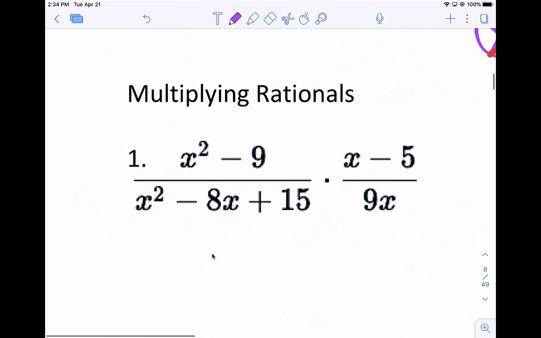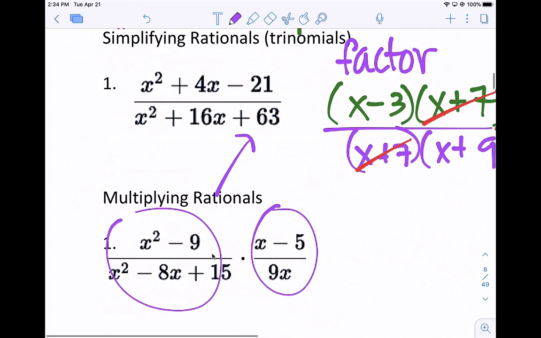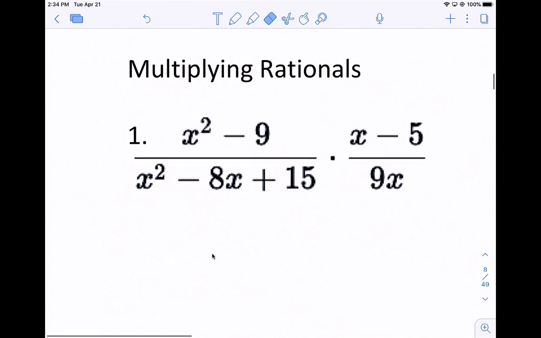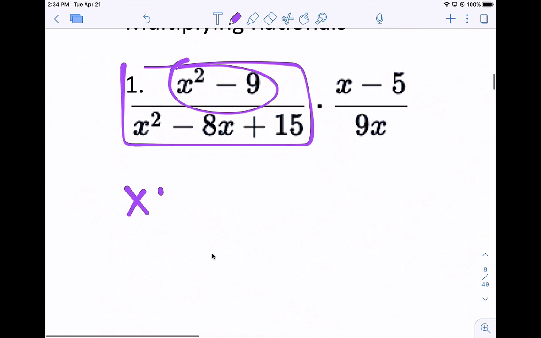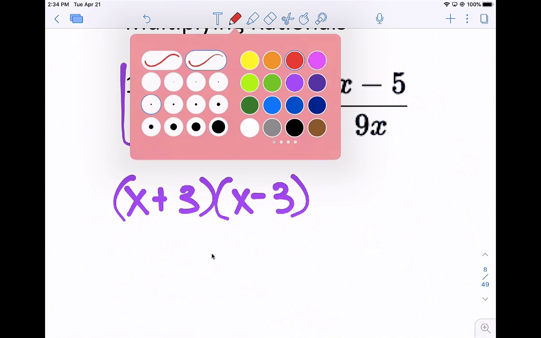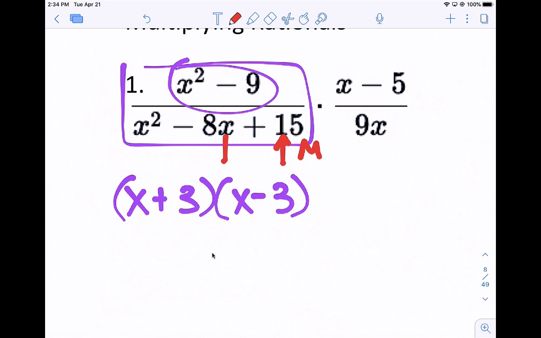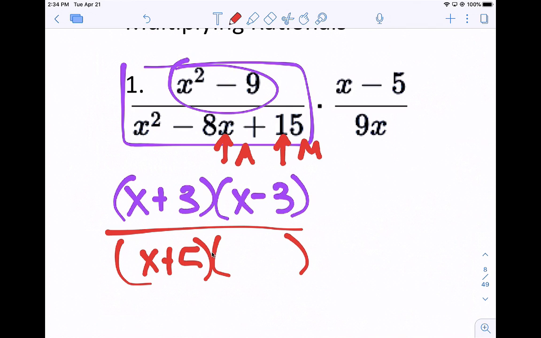When you're multiplying rationals, each of these is like a problem that we did above. So first step is we are going to factor each one. Let's take a look at just this part first. X squared minus 9 is the difference of squares, 2 square numbers being subtracted. So when you factor that, you'll get x plus 3, x minus 3. On the bottom, we want what multiplies to 15 that adds to 8, and that ends up being 5 and 3. So there's our first one.